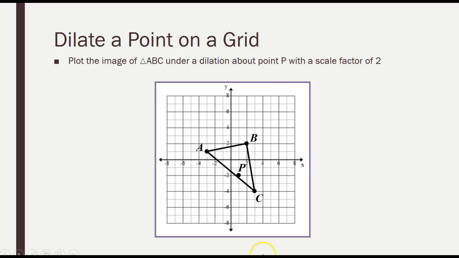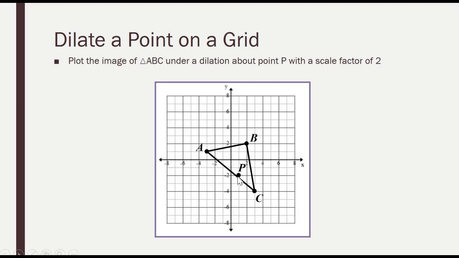Let's look at another example. This time we're going to plot the image of a triangle around this point P. And it's going to be a scale factor of 2, so I'm expecting some enlargement. There is a formula, but when you look at the formula, it looks like alphabet soup. It's not worth it to memorize the formula for dilating around a point that is not the origin. What I'm going to do is the same strategy that I used for the previous problem. I'm going to take a look at each point and how far away it is from the center of dilation.